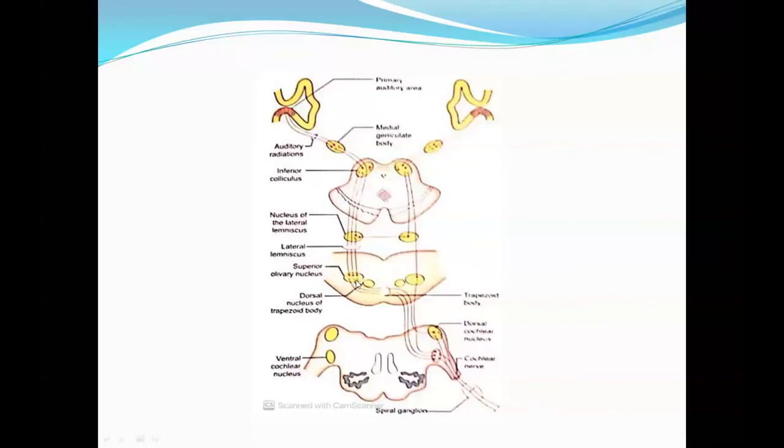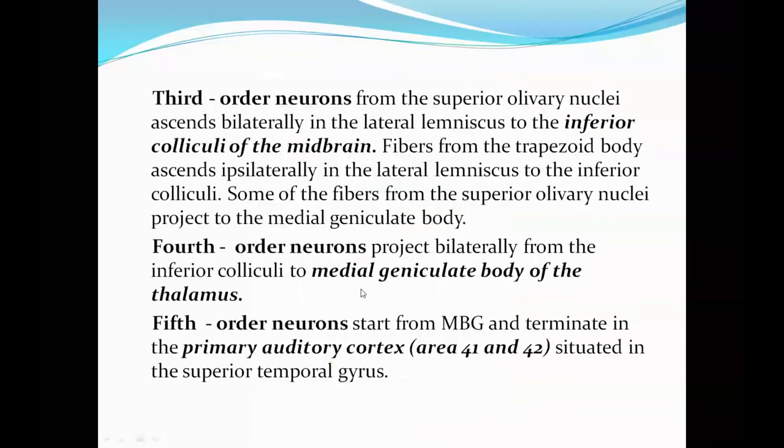So these are the second order neurons, and then the third order neuron fibers. Third order neuron fibers arise from the superior olivary nucleus and ascend bilaterally in the lateral lemniscus to end in the inferior colliculi of the midbrain. And fibers from the trapezoid body ascend ipsilaterally in the lateral lemniscus to the inferior colliculi. So the third order neuron starts from the superior olivary nucleus and trapezoid body, and they end up in the inferior colliculi of the midbrain.